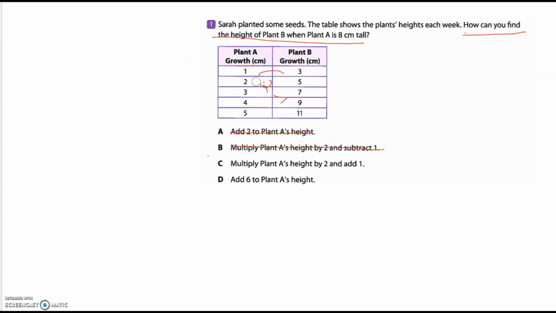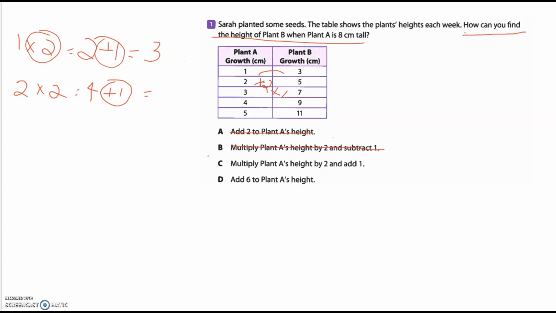The next one, you're going to use that same sort of thing, except this time it says you're going to multiply by 2, and then add 1. So I start with 1. 1 times 2 equals 2. And then you're going to add 1. 2 plus 1 equals 3. That fits. Let's check the next one. 2 times 2 equals 4, plus 1 equals 5. That fits. I'm going to check one more. 3 times 2 equals 6. 6 plus 1 equals 7. Pretty sure that's my answer.